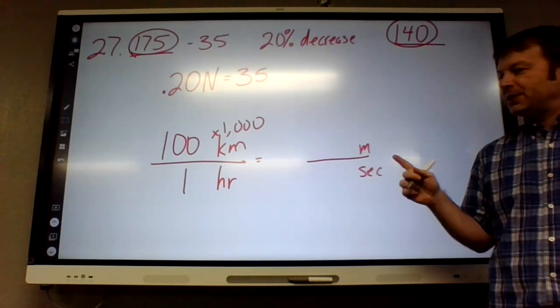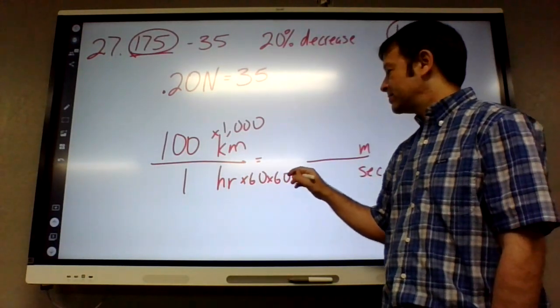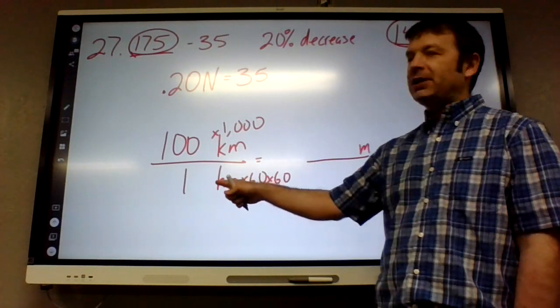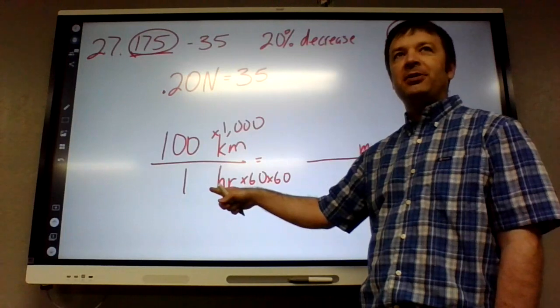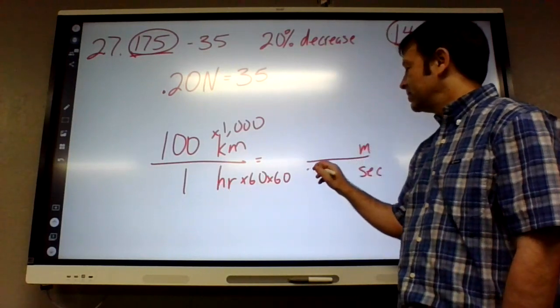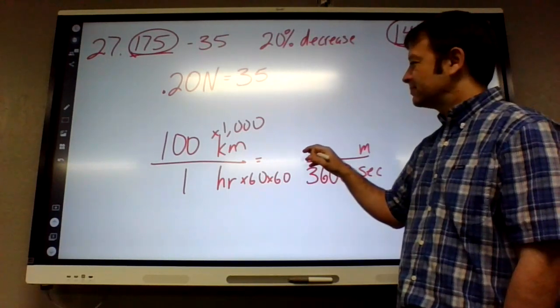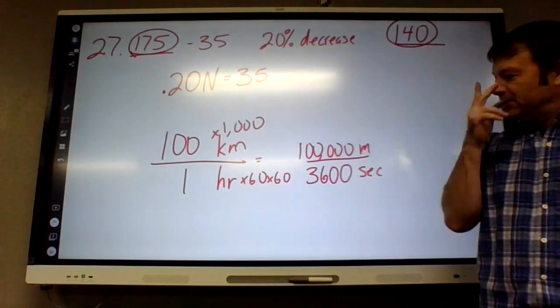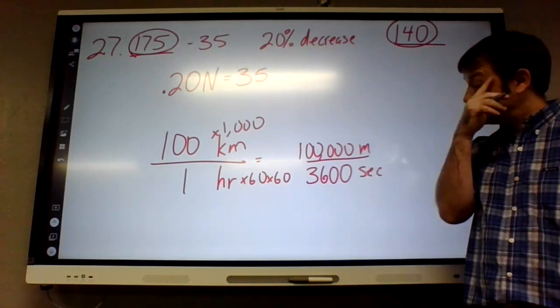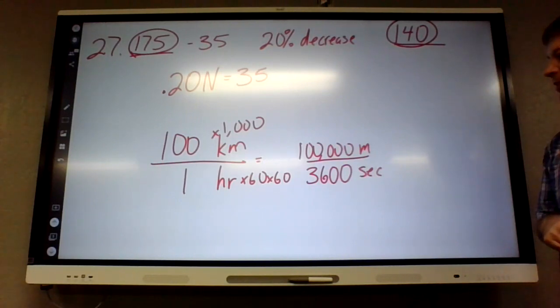Minutes in an hour, 60 seconds in a minute. We kind of talked about this last time. So each hour holds 60 minutes, and each minute holds 60 seconds. And then you could reduce that. I think they're both divisible by 400.